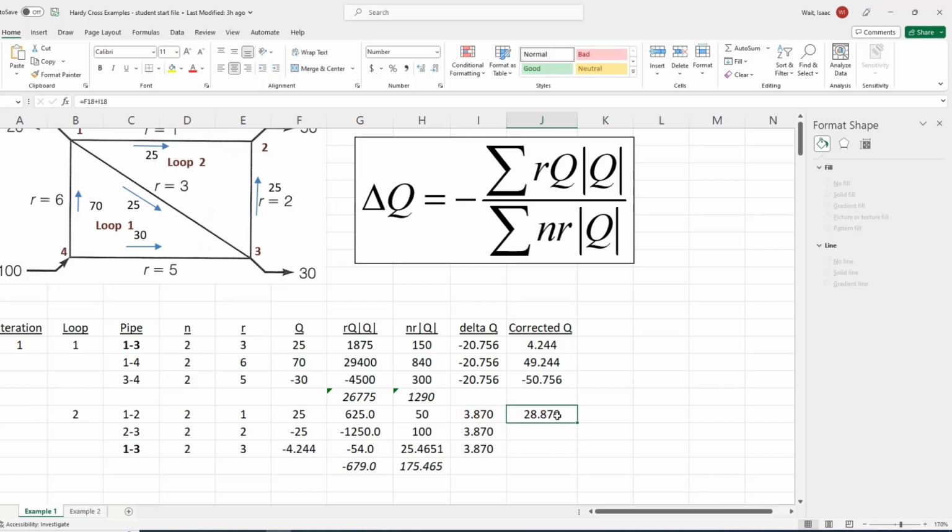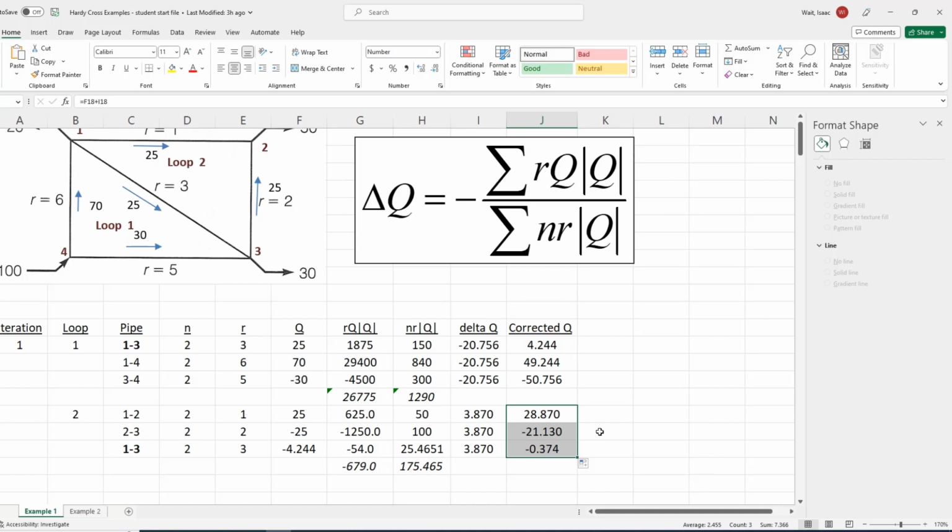It's no coincidence that our delta Q is smaller in the second loop than it was in the first loop. We're already starting to see an improvement in our guesses of the flow rate. Any questions so far? All right, things are about to speed up. We're not going to have to type too many more equations in.